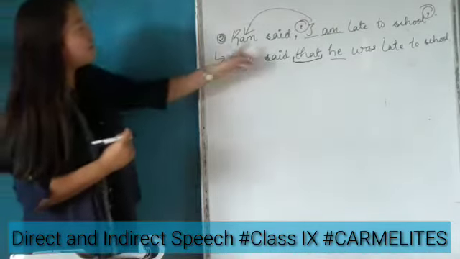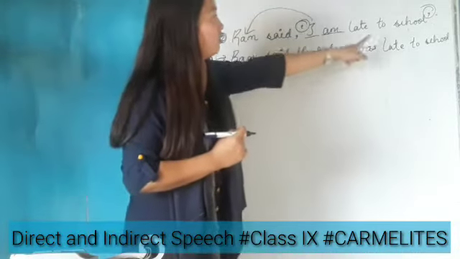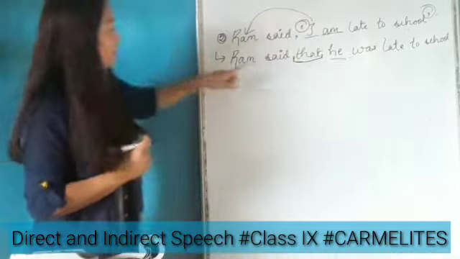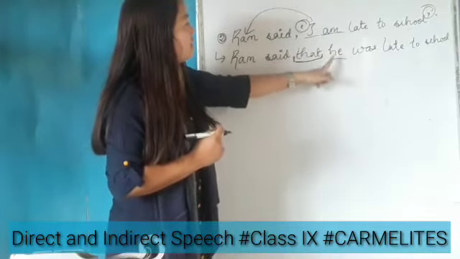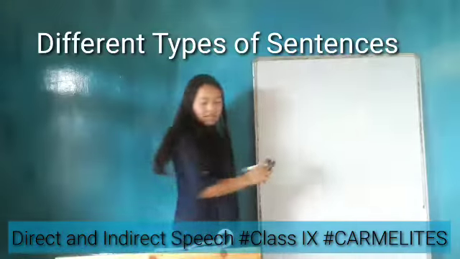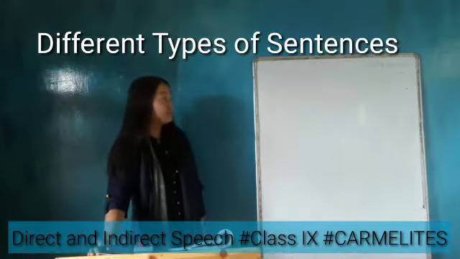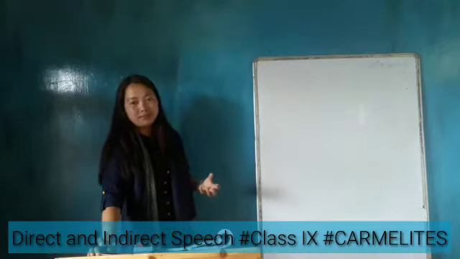So, Ram said, "I am late to school." But in the second sentence, you only have Ram said that he was late to school: I becomes he and am becomes was. As we all know, there are different types of sentences. So, there are different rules for changing different types of sentences.